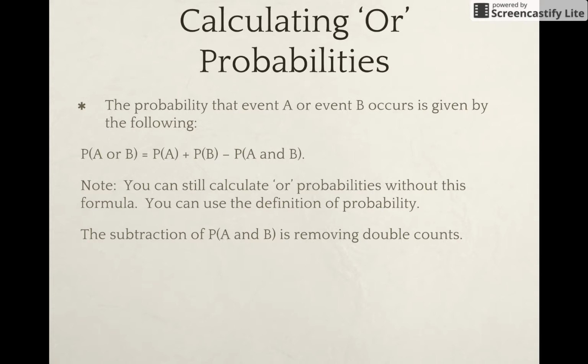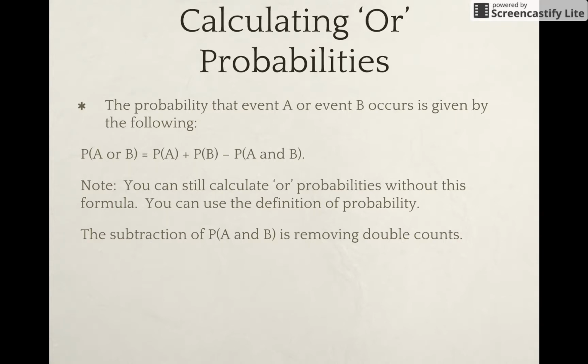To calculate OR probabilities, that is the probability that event A or event B occurs, we'll use the following formula. This is the probability of event A plus the probability of event B minus the probability that event A and B occur.